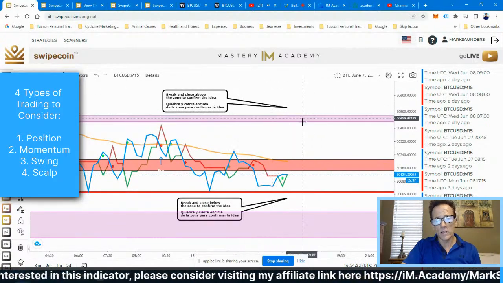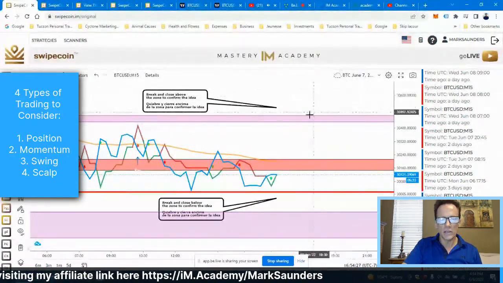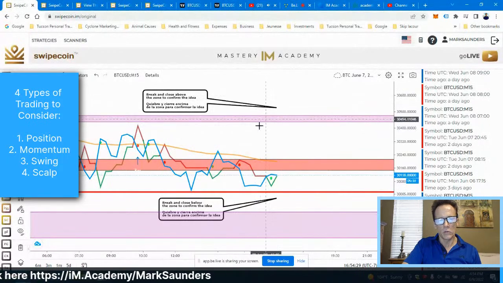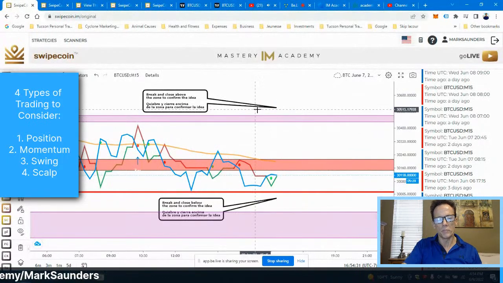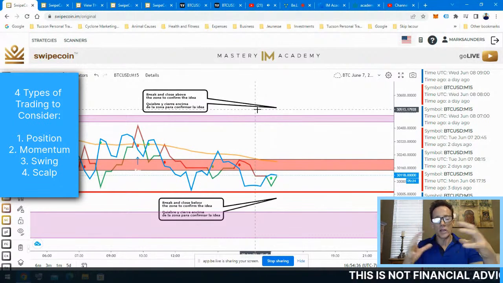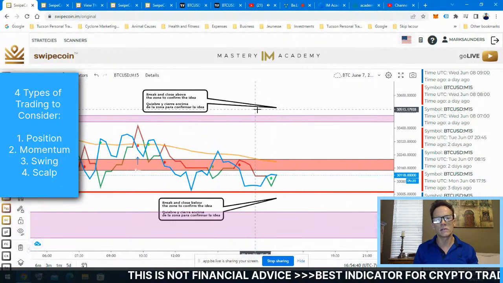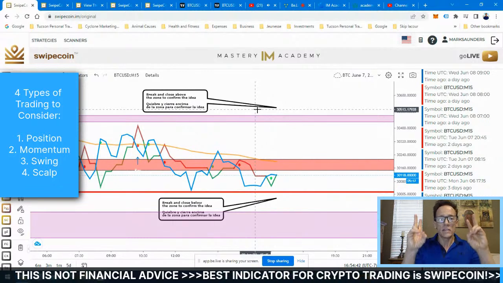Once you get everything set up, generally the way they teach is, we're putting Bitcoin in a box. When it breaks out, whether it's breaking up or down, those are just some potential ideas to take the scalp trade.